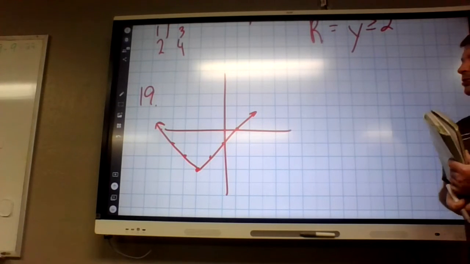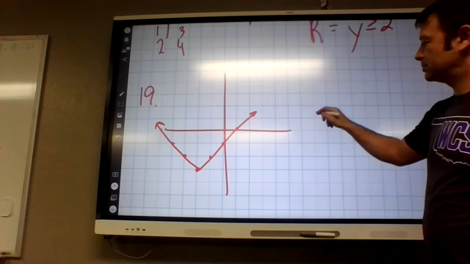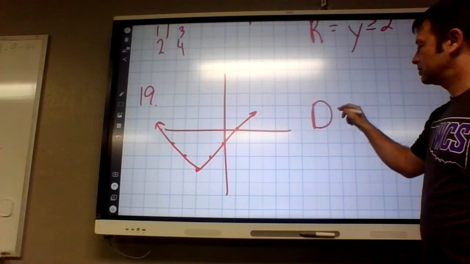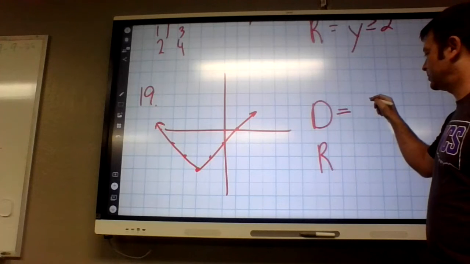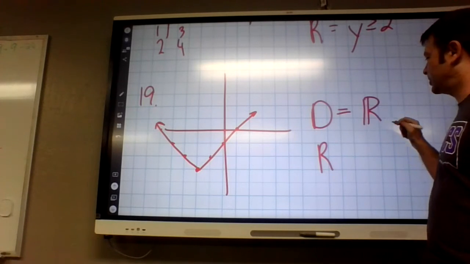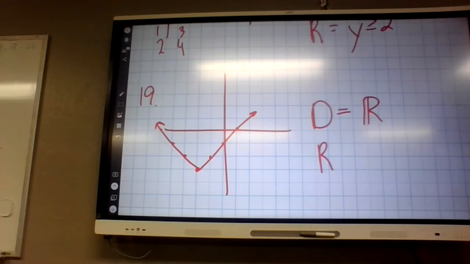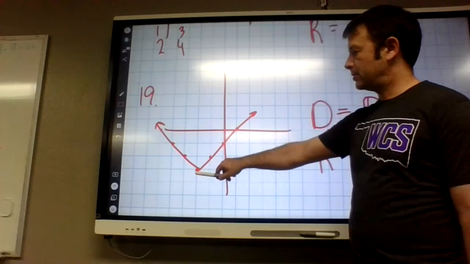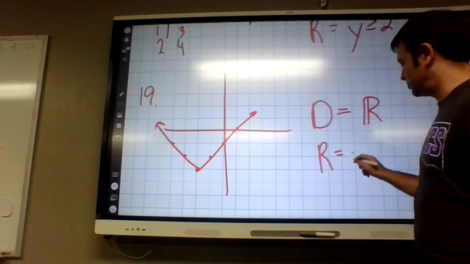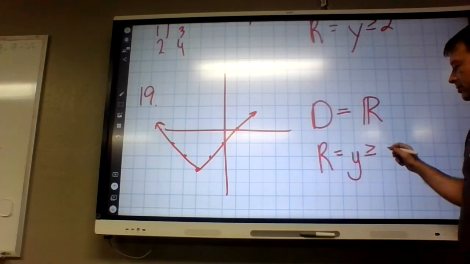What is the domain? All real numbers. Yeah, it goes forever left and right, all real numbers. All absolute value functions. There's no limit to what you can put in. What's the range? What's the lowest y value? -3. And it goes up forever, so y is greater than or equal to -3.